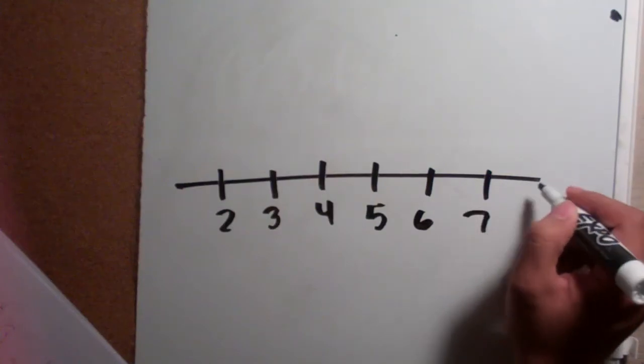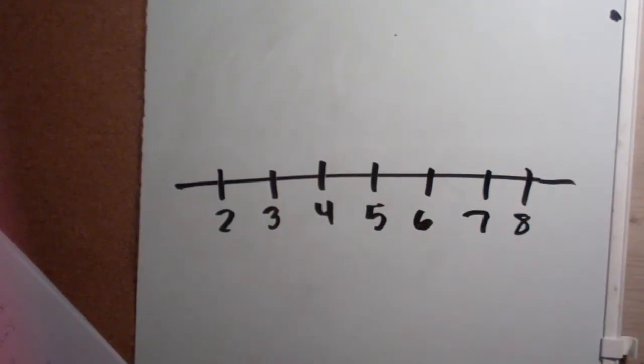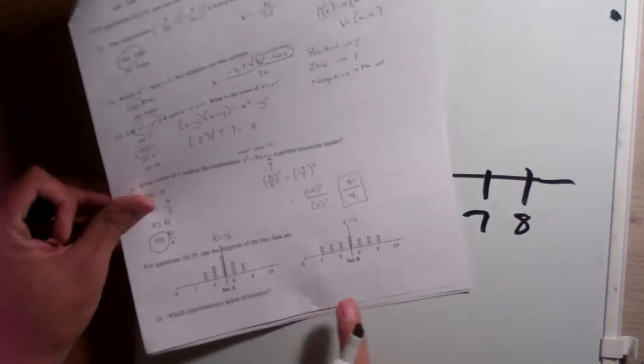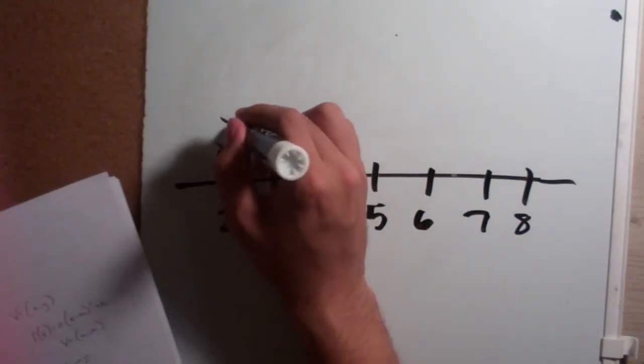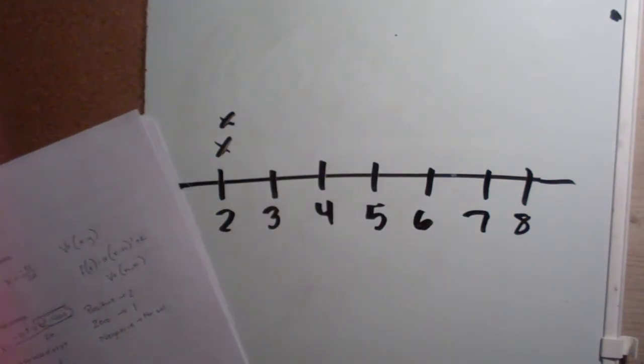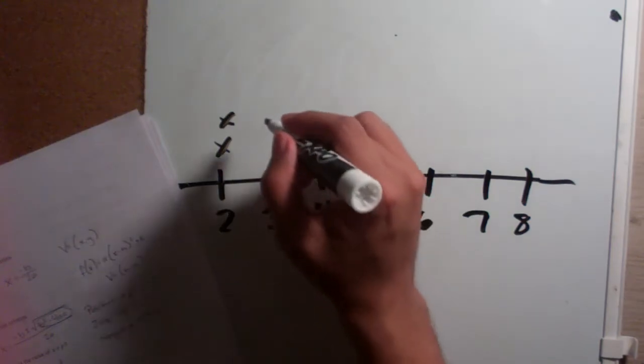Okay, and we'll stop right there. Okay, and both of these, well, how many 2's do I have? Looks like we just have 2 2's, so I'm going to put 2 X's. How many 3's combined? We have 2 on the left and 2 on the right, so this will be 4.